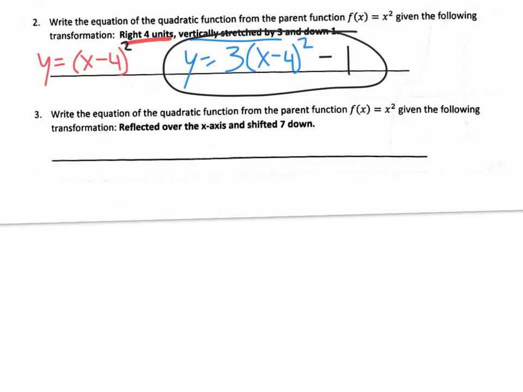The last one, you want to reflect it over the x-axis. That's fine. Instead of y equals x squared, it's going to be y equals negative x squared. That's a reflection over the x-axis. And then it says shifted 7 down. Well, that's easy. Just put a k value of minus 7 to shift it 7 down.